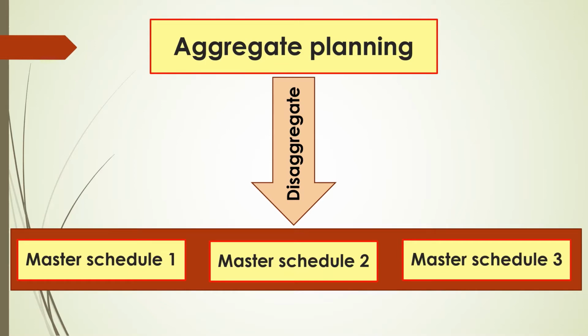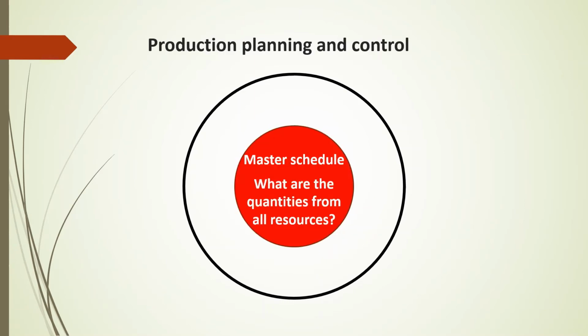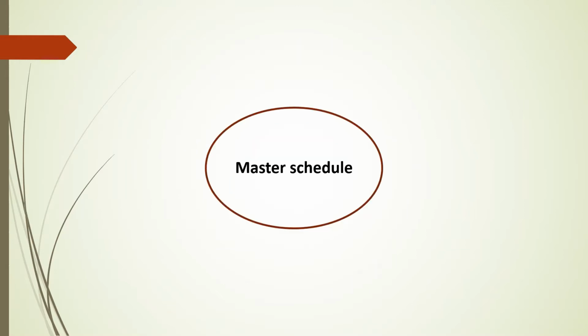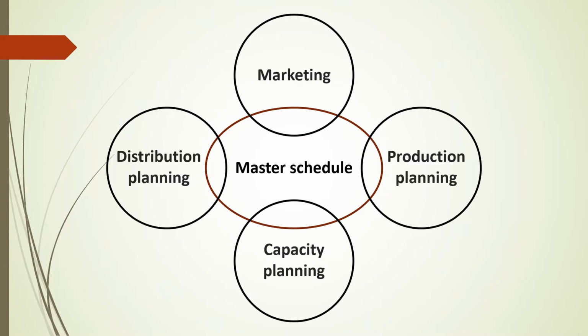It reveals when orders are scheduled for production and when completed orders are to be shipped. The master schedule is the heart of production planning and control. It determines the quantities needed to meet demand from all sources, and governs key decisions and activities throughout the organization. The master schedule interfaces with marketing, capacity planning, production planning, and distribution planning. The master schedule also drives the material requirements planning system that will be discussed later.